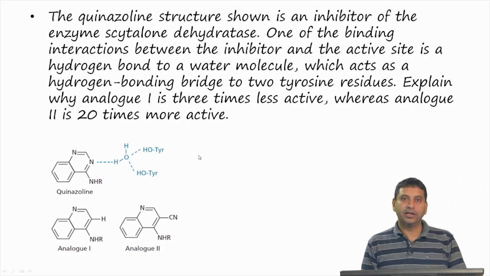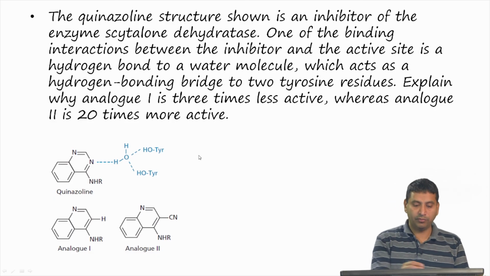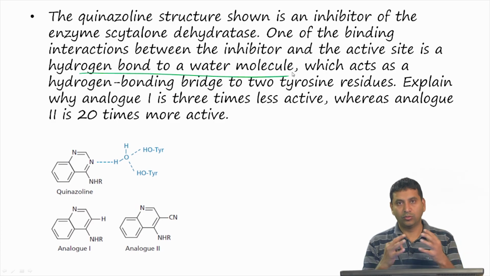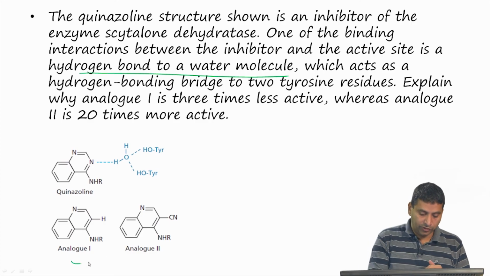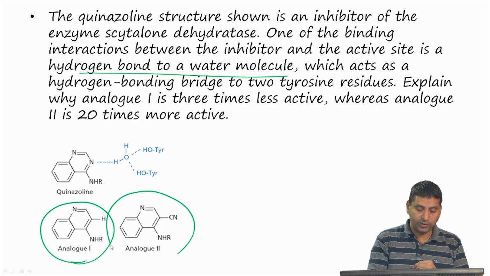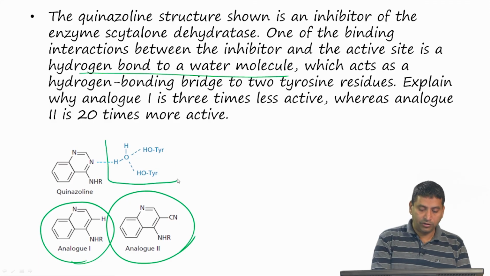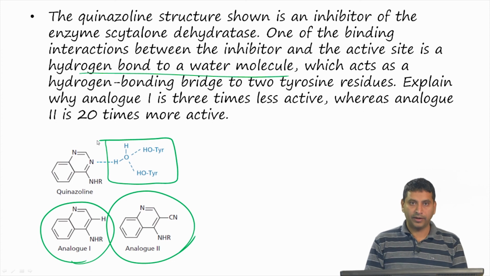Okay. The quinazoline substrate shown is an inhibitor of the enzyme scytalone dehydratase. One of the binding interactions between the inhibitor and the active site is a hydrogen bond to a water molecule, which acts as a hydrogen bonding bridge to the two tyrosine residues. Explain why analog 1, which is shown here, is 3 times less active, whereas analog 2 is 20 times more active. In order to address this question, we have already been told that the two tyrosine residues are going to bind to the water, right.